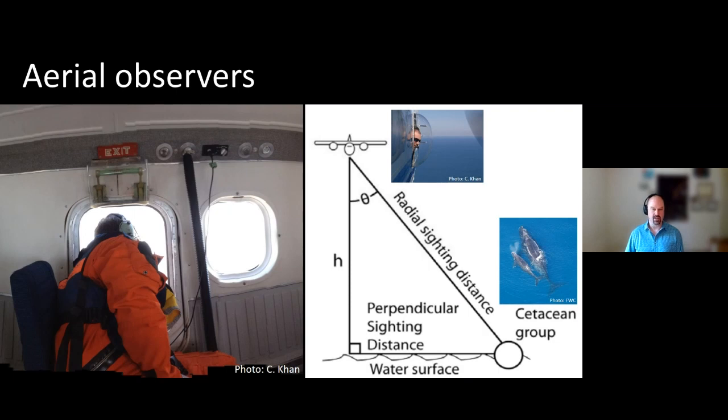For aerial observers, we have a similar type of thing where we know the altitude of the aircraft, H in this case, and the observers measure the angle out from vertical or the angle down from the horizon. Either one will work. And then from that, we can get the perpendicular sighting distance from the track line as the plane's proceeding over the water out to the cetacean group.